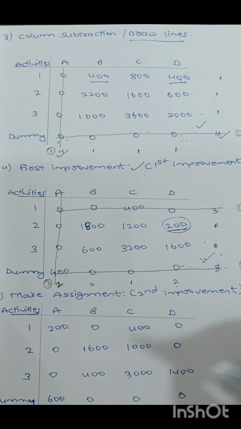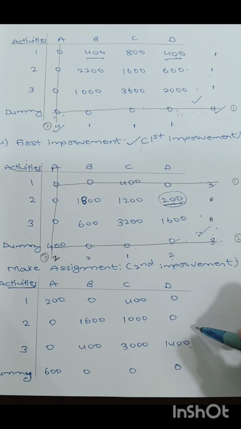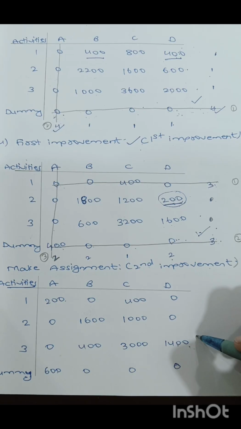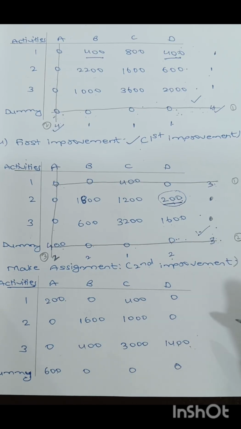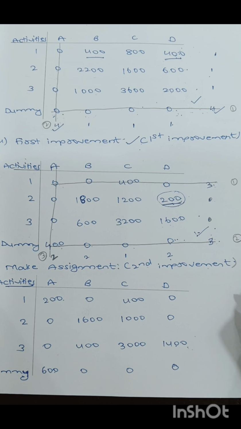Now we have got the second improvement matrix. The next step is we have to go for drawing the lines. Now, why have we done this? Because we want 4 lines. If we get 4 lines in this second improvement matrix, only then can we go for making the assignment. Again, the same process for drawing the lines.